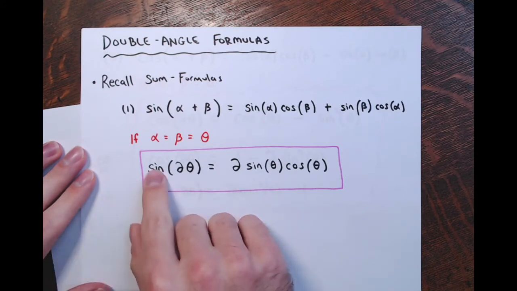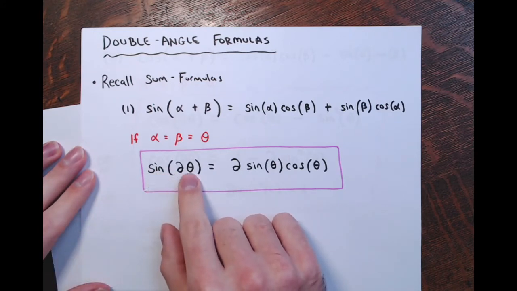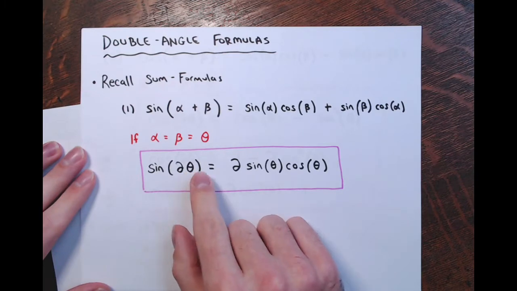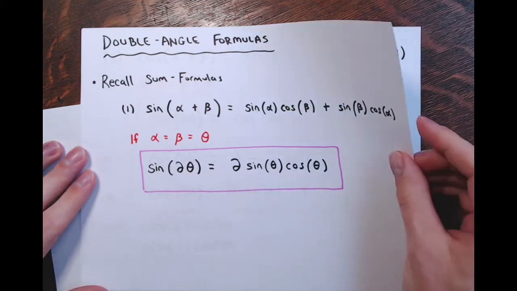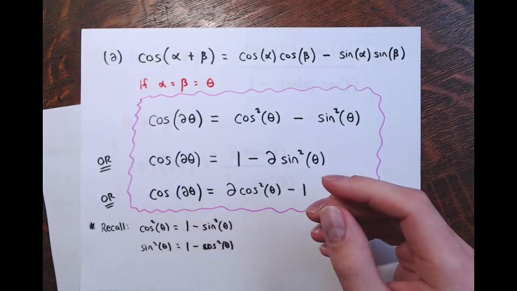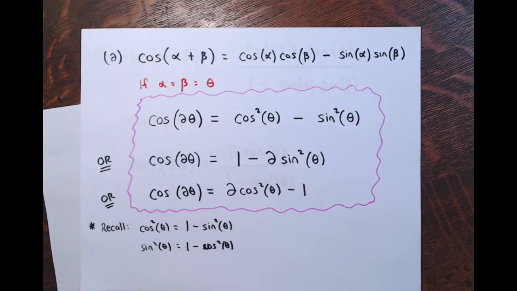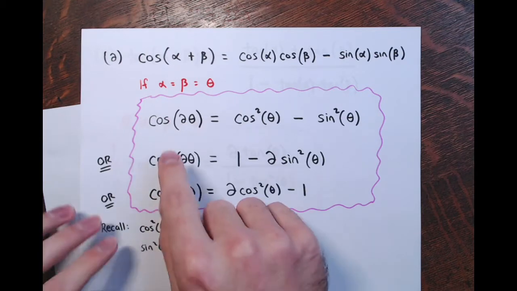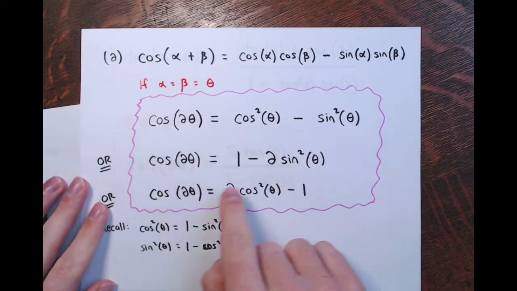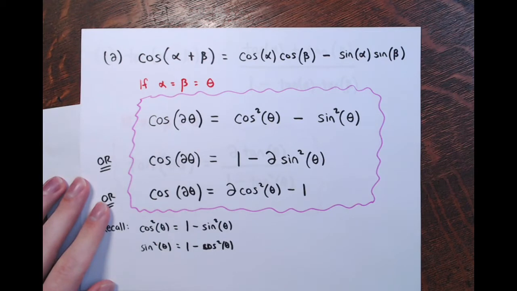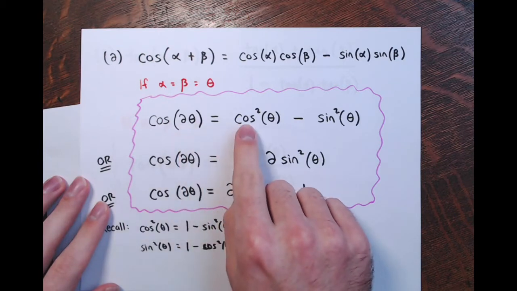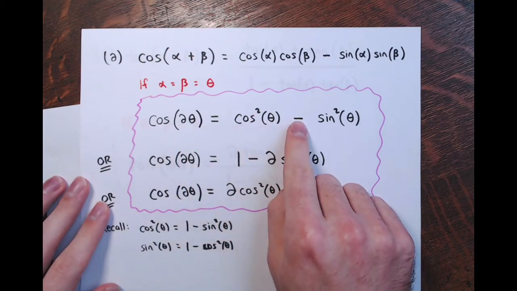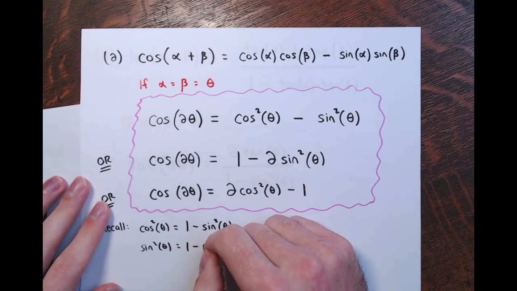Right. So the sine of a double angle, the sine of 2 theta, is 2 times the sine of theta times the cosine of theta. This is the one we'll use in this problem, the cosine of a double angle. And there are 3 equivalent versions of the cosine of a double angle. One is this, the cosine of 2 theta is the cosine squared of theta minus the sine squared of theta.